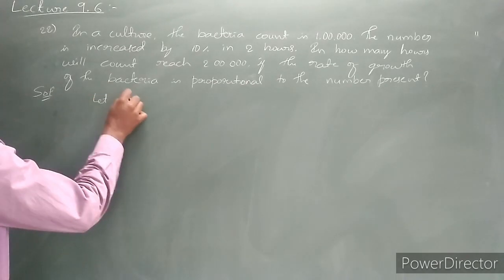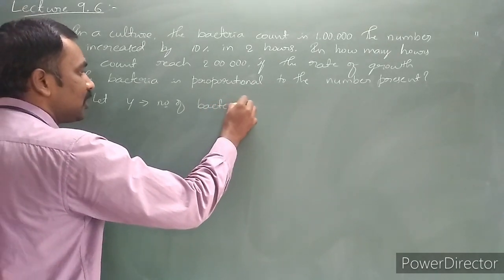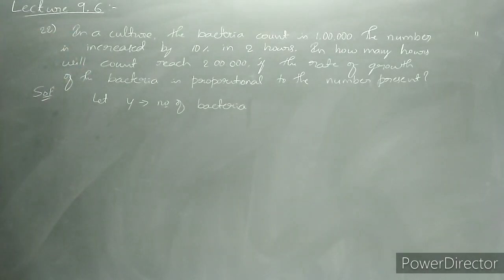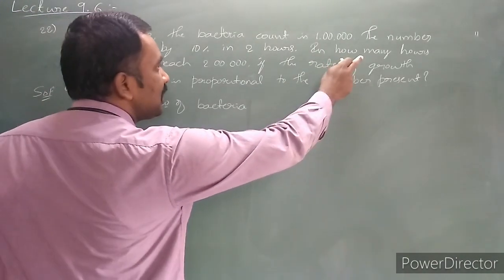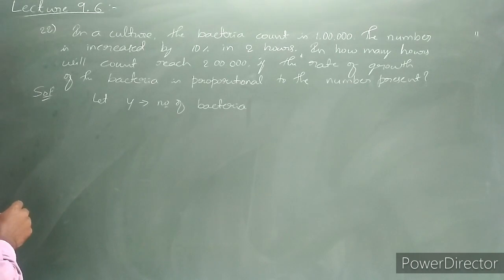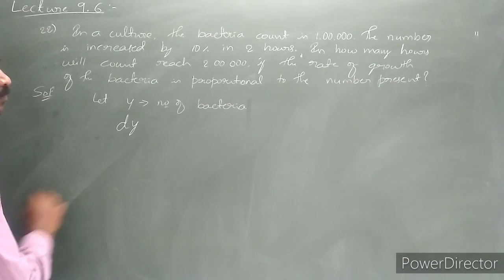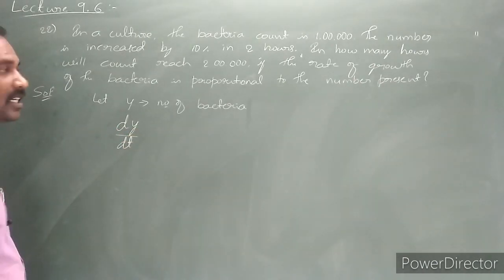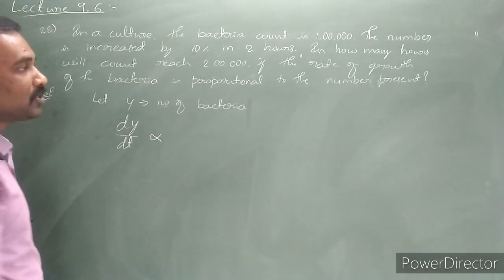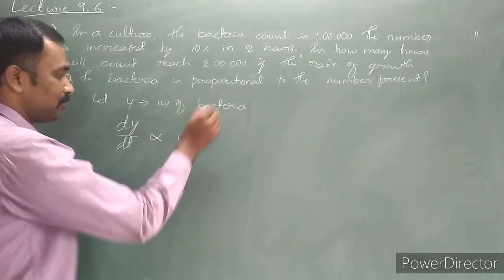Now what I do, let y denote the number of bacteria. If y denotes the number of bacteria, then they have given the rate of growth of bacteria. With respect to what? Obviously with respect to time. The rate of growth of the bacteria is proportional to what? Proportional to the number present. Number present means the number of bacteria present.